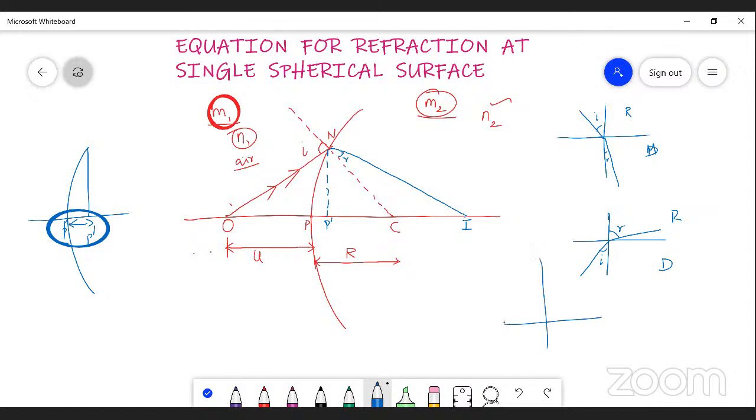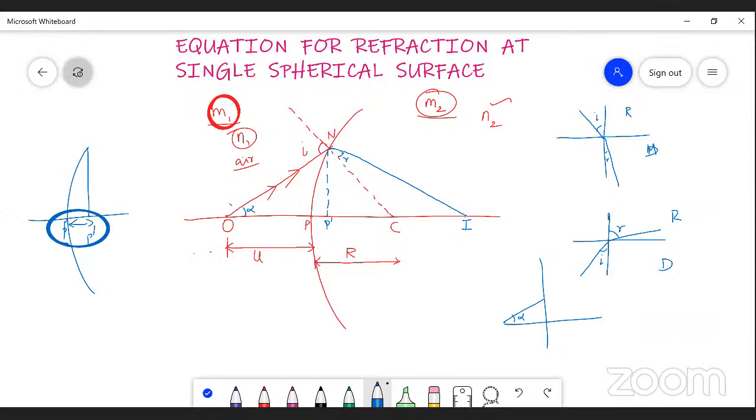This is the angle of incidence. I want to call this angle alpha. See, the two conditions are very important. First condition, the incident light is almost parallel to the principal axis. Parallel to the principal axis.